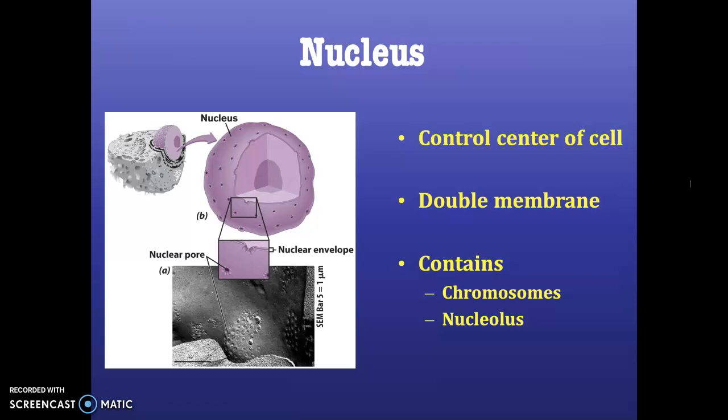It is called the control center because it contains the genetic material, which is used to control everything else that goes on in the cell. Inside the nucleus, the genetic material spends most of its time as a material called chromatin. It is completely unwound, very thin strands. Again, that is called chromatin.